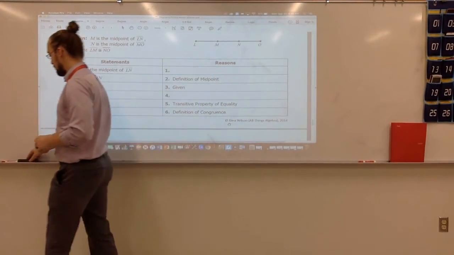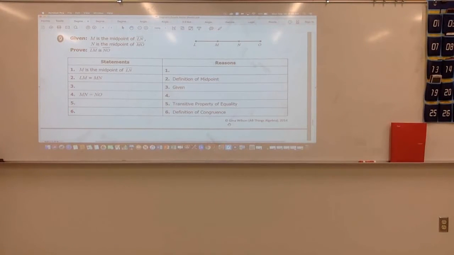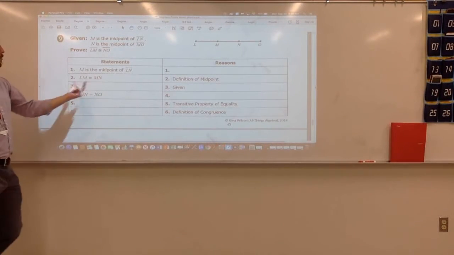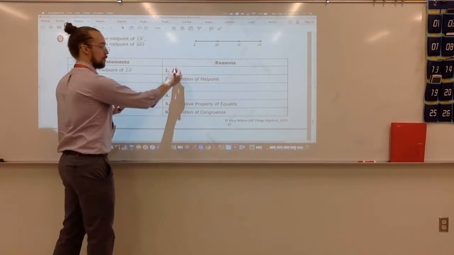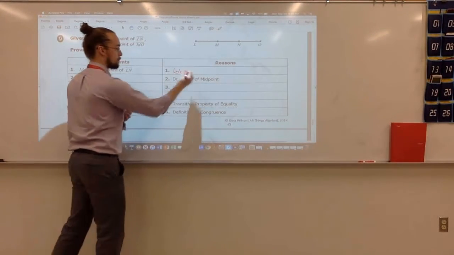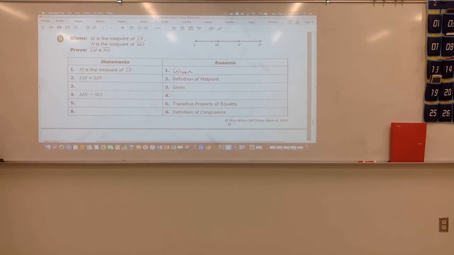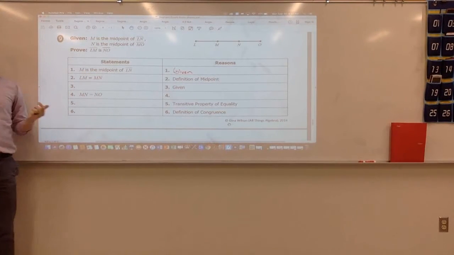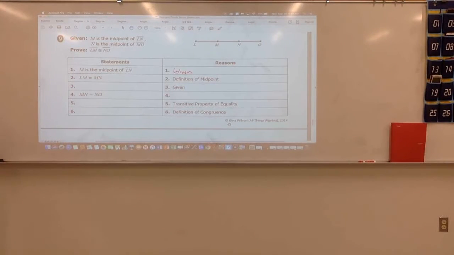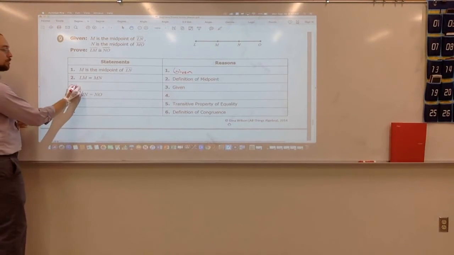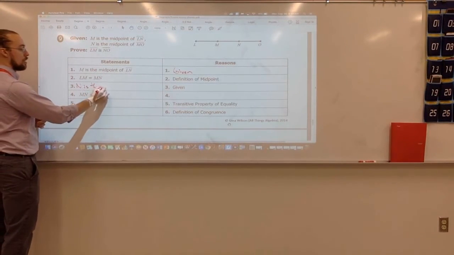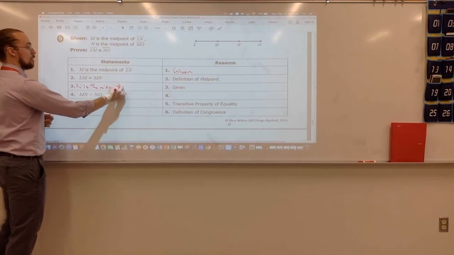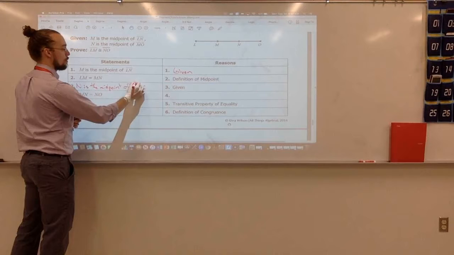All right, let's take a look at this one together here. So, hopefully we all got the first one. Okay, the first one is given. That was the hardest one. So then they actually give us everything for line 2, right? They tell us, well, if M is the midpoint of LN, then LM and MN would be equal by the definition of a midpoint. Line 3, then, they tell us is the other piece of given information. So that's just going to be, right, N is the midpoint of MO.